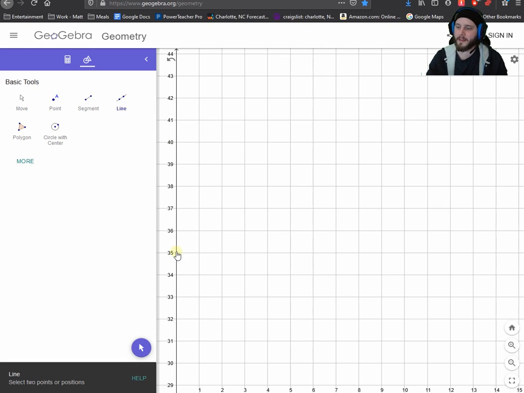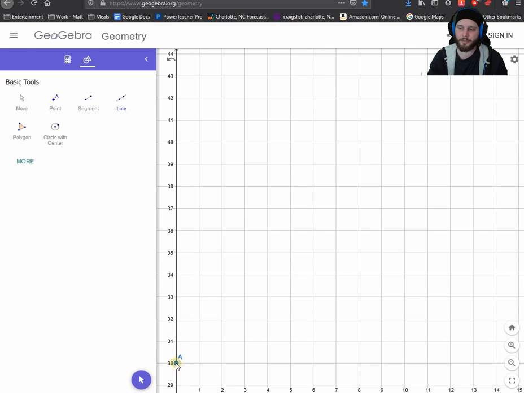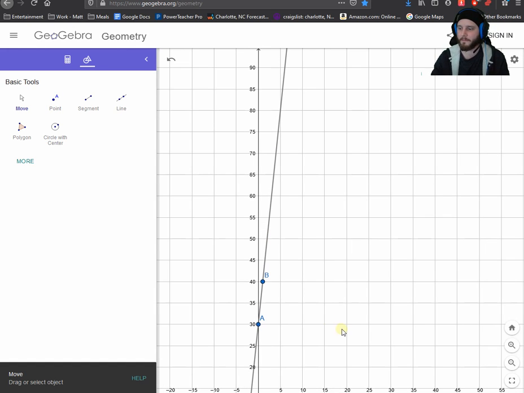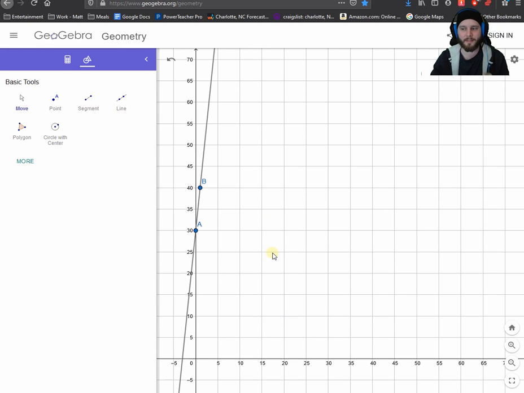So create my line. It intercepts at 30. I go over by 1, and I go up by 10. So there's my first graph. This is for room 1. Room 1, if I zoom way out, is going to look like that. For every 1 hour, this is going to go up by $10 every hour. Okay?